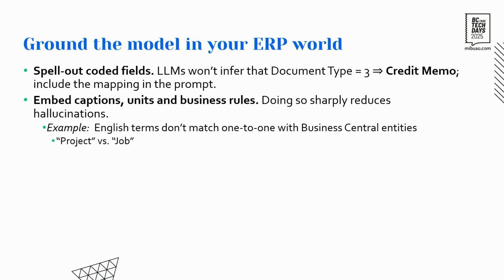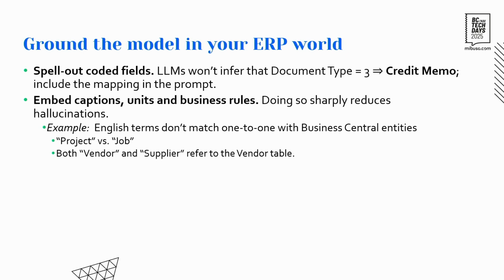Few examples that I want to share with you, like we recently renamed jobs to project, and we still use these two terms interchangeably. So if you are building a Copilot on top of jobs or project, you need to specify or let the model know these mean the same inside Business Central context.